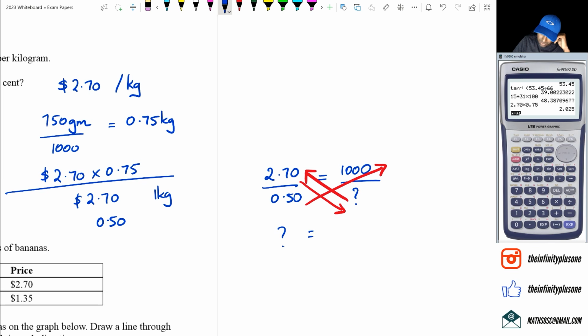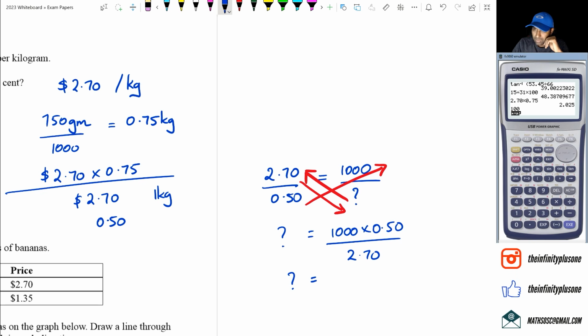What I'm going to get is question mark equals 1,000 times 0.5 divided by 2.7. So if I work it out on the calculator, 1,000 multiplied by 0.5 divided by 2.7, that gives me about 185 grams.